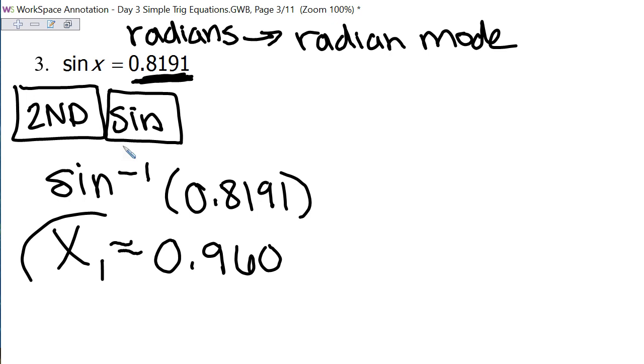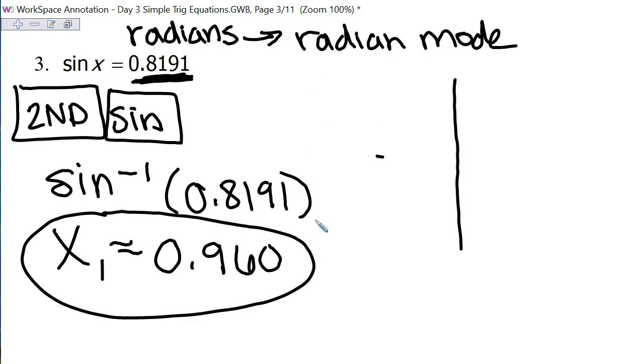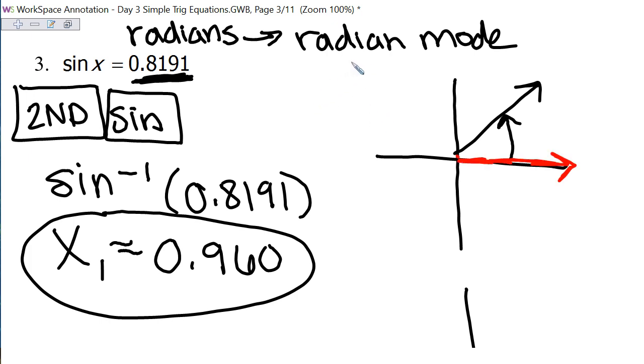Quadrant 2. So first of all, I have to figure out, is this the answer for quadrant 1, or is this the answer for quadrant 2? So let me draw a picture. So there would be our angle in quadrant 1, and all of these angles are in standard position, where the initial side is on the positive x-axis, and the terminal side is going to terminate for sine in quadrant 1, or quadrant 2.